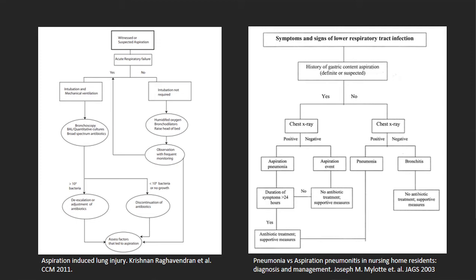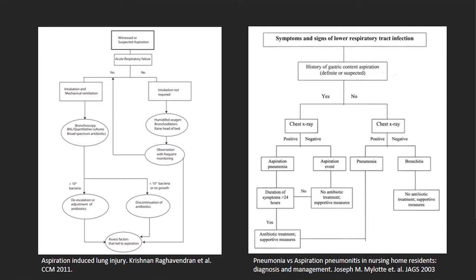So if they have a history of gastric content aspiration, yes, you do an X-ray, and they have an infiltrate. Maybe it's an aspiration pneumonia, but if the duration of symptoms is more than 24 hours, yes, then you can give antibiotics. But if it's not, then it would be reasonable to not give antibiotics and wait for the 24-hour, 48-hour period to see if it was just aspiration and the patient will improve on supportive therapy.